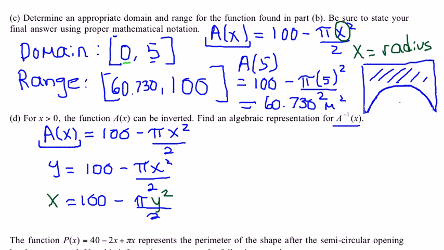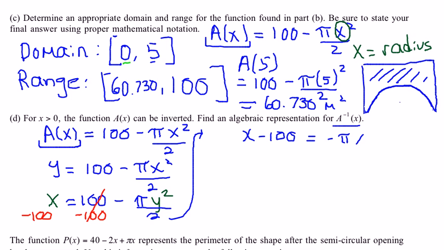So I'm going to be using some inverse operations to isolate y. I'm going to start by moving the 100, so subtracting 100 from both sides would allow me to cancel this 100, and I'm going to shift over here because I need a little bit more space, and I will get x minus 100 equals negative pi y squared over 2. Okay, we did a little bit of damage to that, so let's keep going.